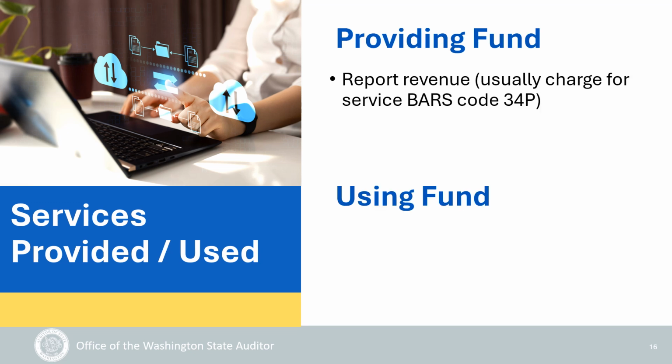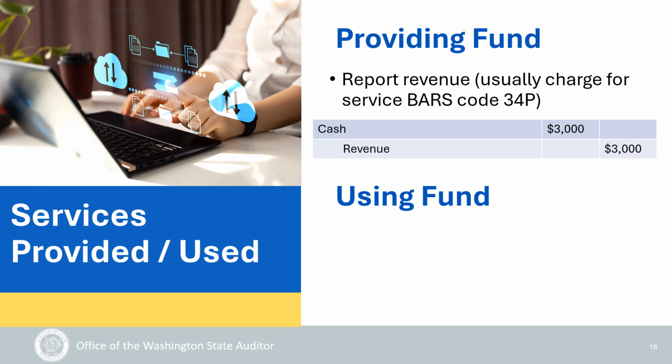For interfund services provided and used, the accounting is straightforward. The fund that provided the service will record a revenue, which is a credit. Normally, this will be a charge for service type revenue, but in some circumstances, another type of revenue might make sense. You'll have to pay attention to the facts and circumstances of each transaction to determine the right BARS code. And you can always submit a help desk if you need help choosing the right code.